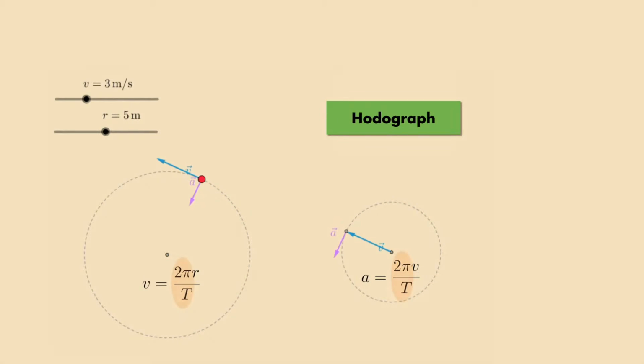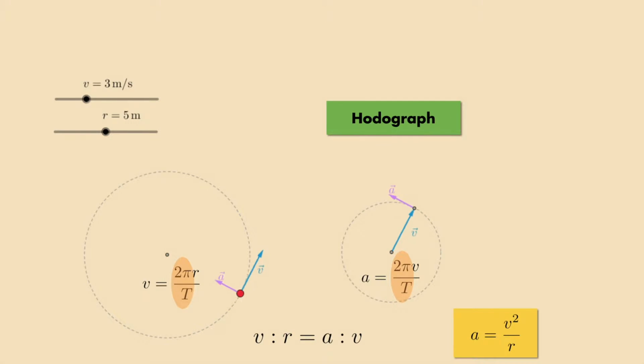Now both formulas contain the same prefactor, 2 pi over T, which means we can write the proportion v to r equals a to v. Solve for acceleration and there you go. a equals v squared over r.